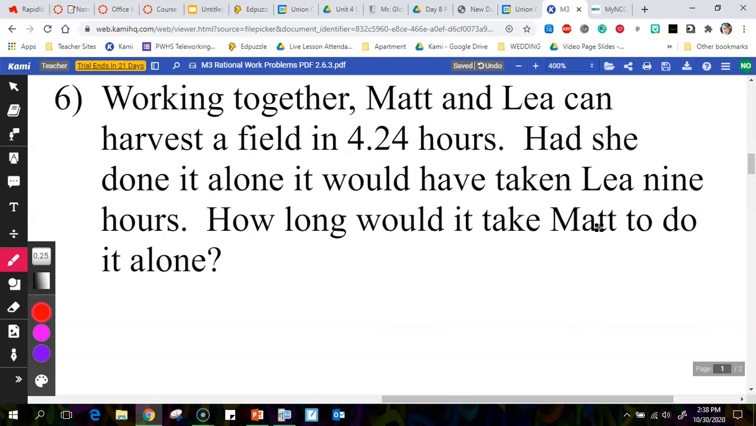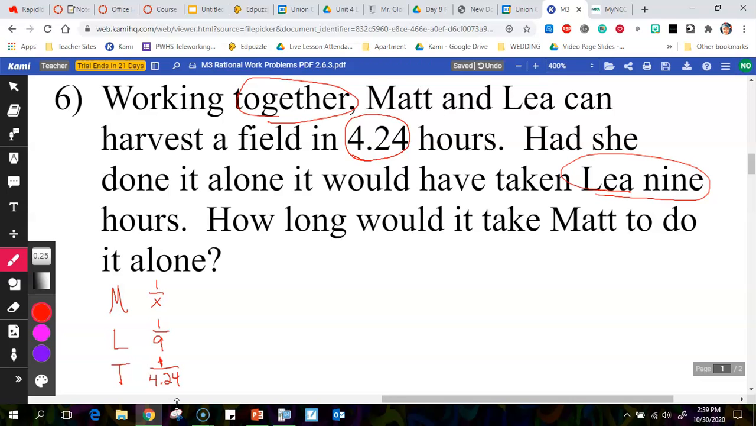So this time we have the working together number. So let's see, Matt and Leah. So we have Matt and we have Leah, and then we have together, just like we always do. But this time we're given 4.24 hours for the together number. So this time we have 1/4.24. Had she done it alone, it would have taken Leah 9 hours. So Leah is 1/9. Matt is what we don't know.